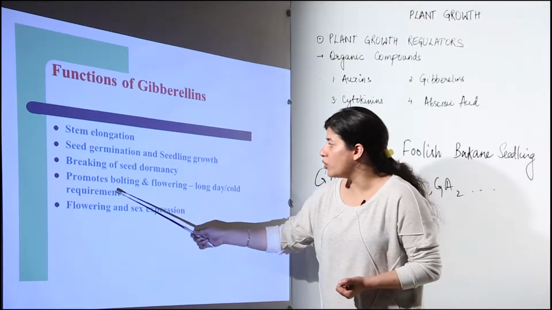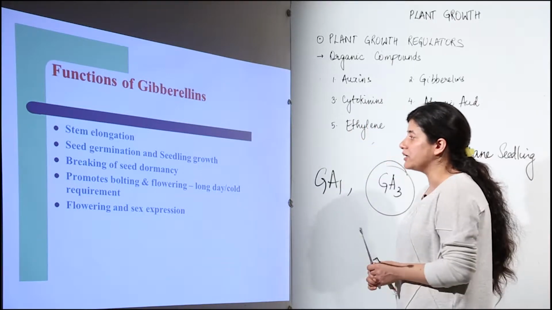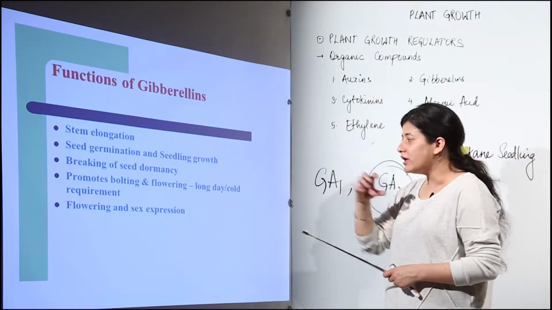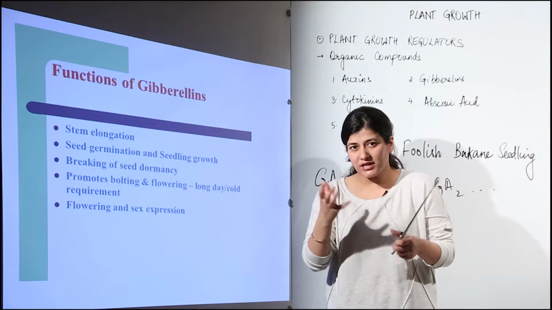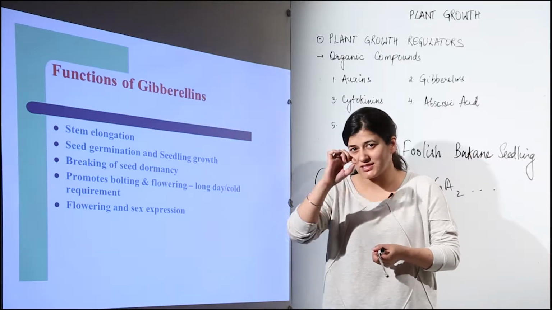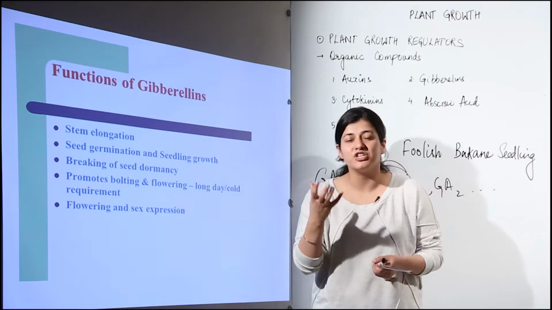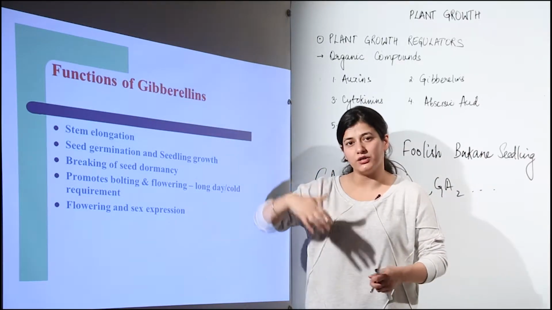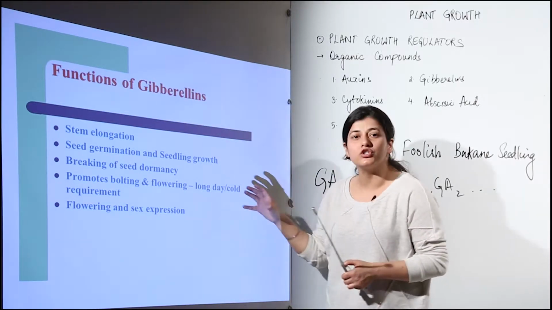Now, they promote bolting and flowering in long day and cold requirement. Now, what is bolting? Bolting is basically long stem elongation. If I subject a cabbage, the common vegetable that we consume, to gibberellins... you see, in cabbage all the leaves are concentrated at one place. That means the stem elongation has not taken place. So if the cabbage is subjected to gibberellins, you would find an entire plant where all the leaves which were present together would be gone and stem elongation would have taken place.